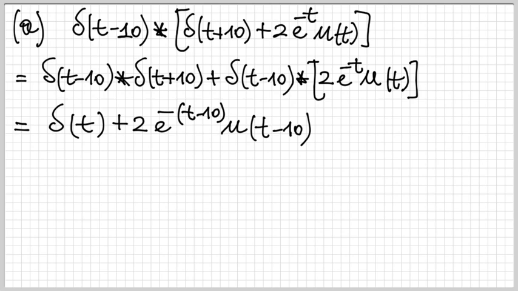The same thing happens for the second convolution, so the signal in the square brackets gets shifted by a quantity minus 10, and therefore the resulting signal is the shifted version, so it's 2 e to minus t minus 10 u of t minus 10.